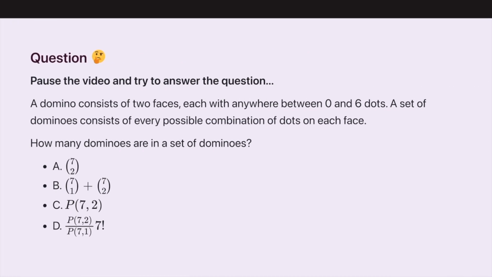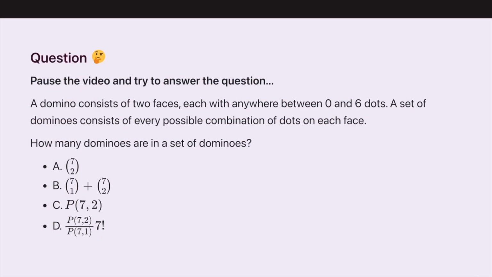Okay, let's go ahead and think about this problem. A domino consists of 2 faces, each with anywhere between 0 and 6 dots. A set of dominoes consists of every possible combination of dots on each face. How many dominoes are in a set of dominoes? So I'll give you guys a second to work on this, and then we'll solve it.